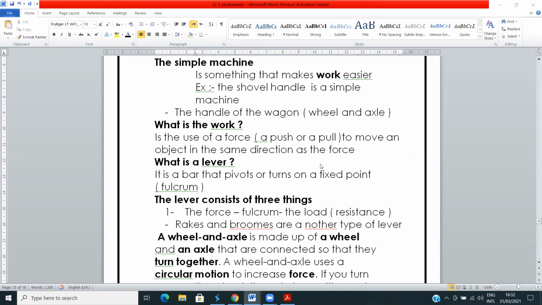Consists of means what? It means that the lever rests on something, on a point here. Okay, my student.